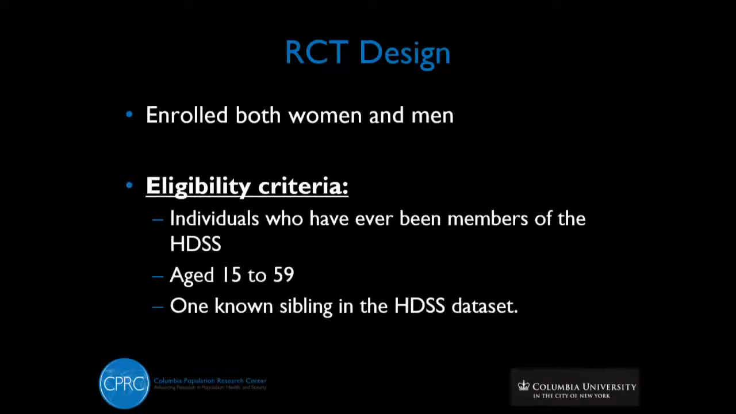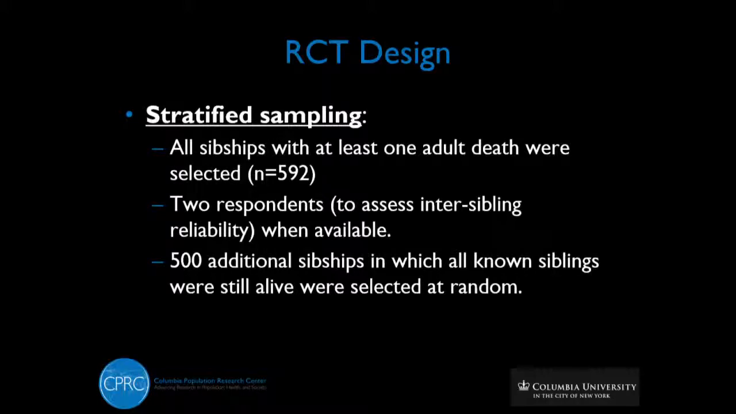Now, we actually enrolled both women and men in that trial, unlike our pilot study. Eligibility criteria for the trial were: we needed to interview people who had ever been members of the demographic surveillance site, ages 15 to 59, and with at least one known sibling in the demographic surveillance site. Then we oversampled families where there was an adult death, again, to try and save some resources. In some families, we interviewed 2 respondents to look at whether they report the same thing or not about their other brothers and sisters.